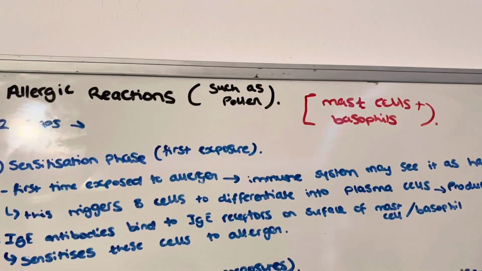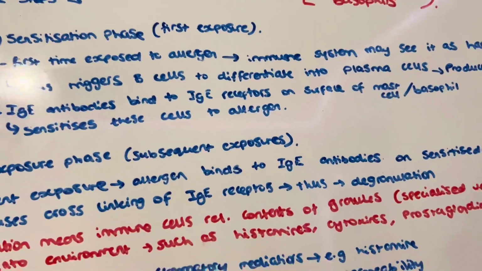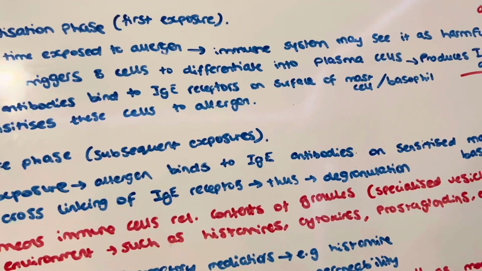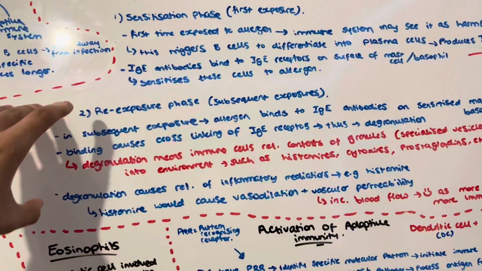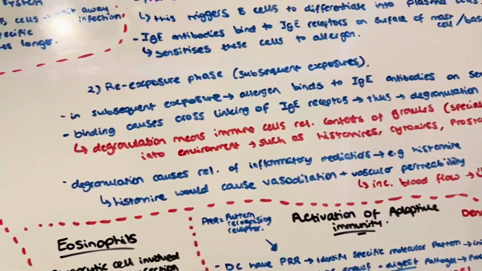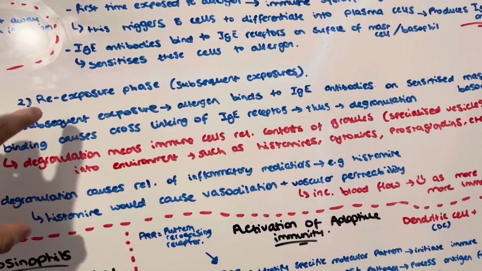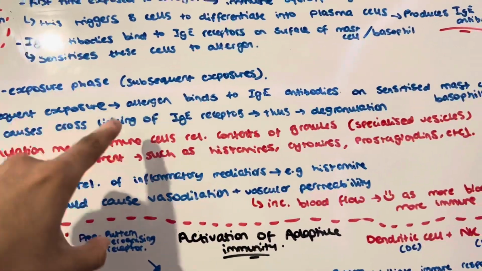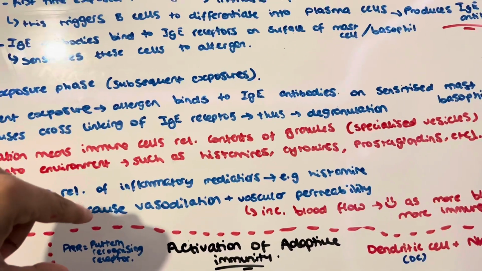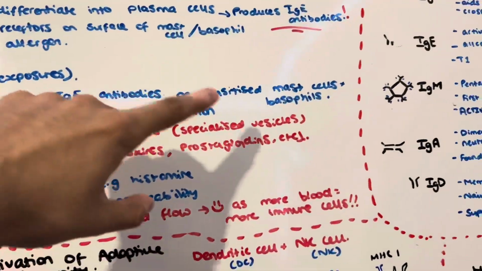For example, pollen. Allergens don't always have to be extremely harmful. They can also be stuff like pollen, I'm guessing. And then the next stage is our re-exposure phase. Like I mentioned before, these are basically every exposure after the first. So the allergen then binds to the IgE antibodies on the sensitized mast cell or basophil.